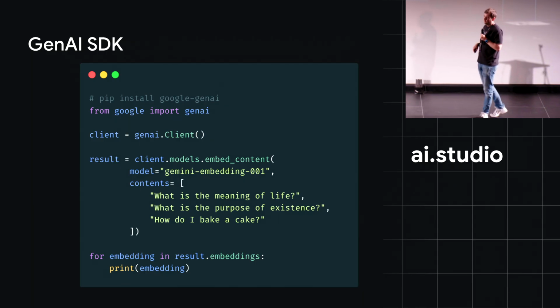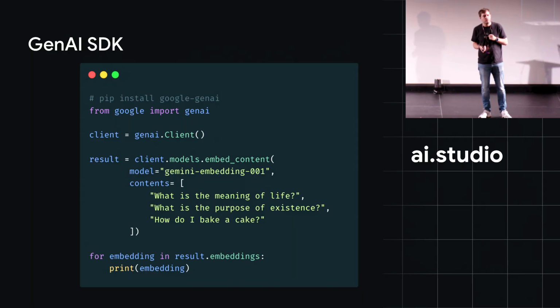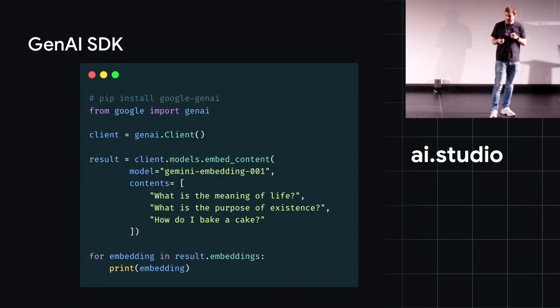Here's the Python code example. So you do pip install google-genai, set up your client, and then simply call client.models.embed_content, and use the model string, which for this one is gemini-embedding-001. This is all you need.